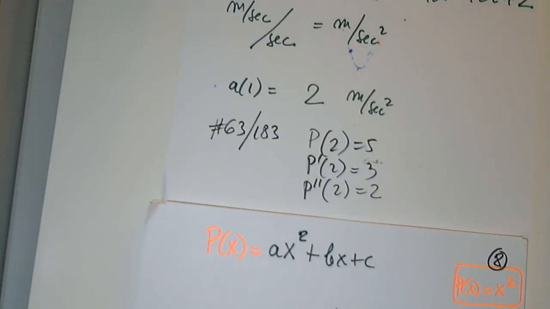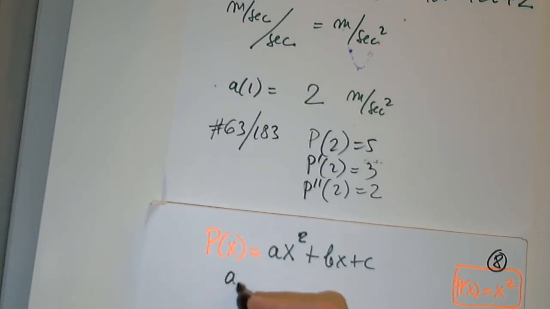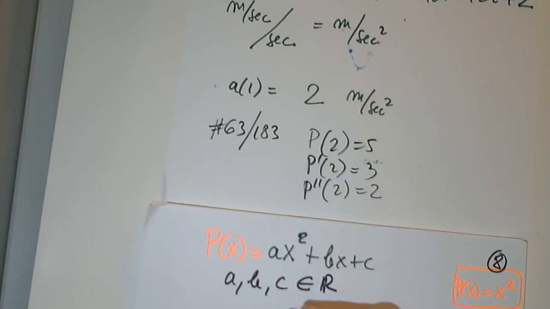Of course, this is the most general polynomial of degree 2. A, B, and C can be any real number. However, A cannot be 0. Why? Why can A not be 0? I say A, B, and C can be anything, but A cannot be 0. How come? Because if A is 0, it's no longer quadratic. It's linear. It's just bx plus c.